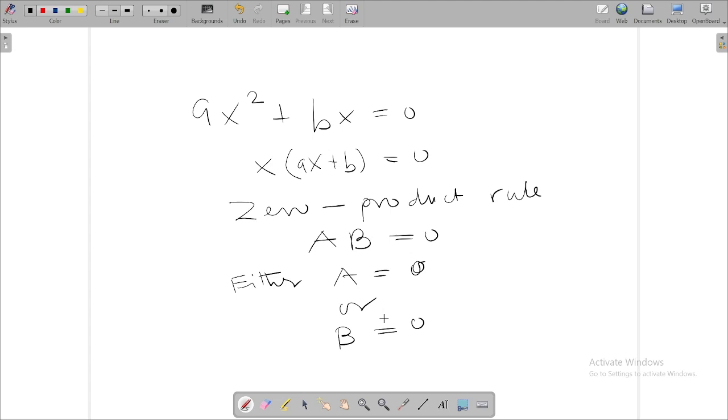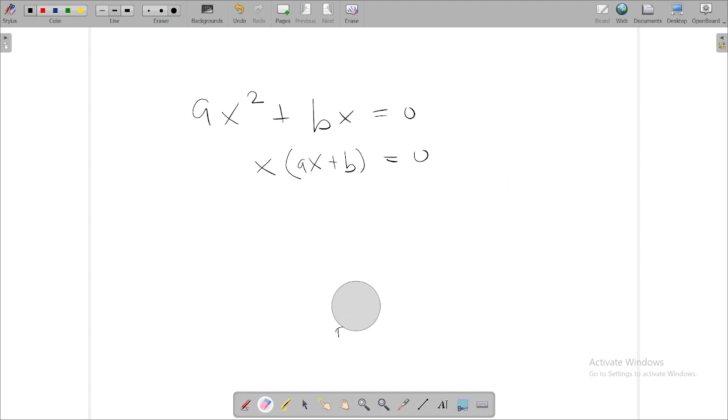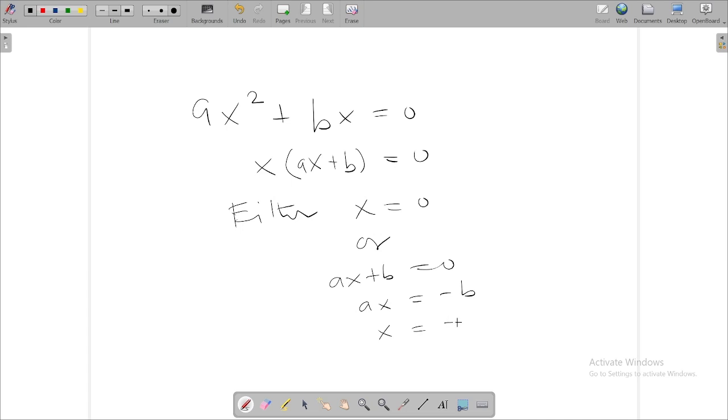So using this approach, let me clean this. Using the zero product rule, it means that we'll have either our x is equal to 0 or our ax plus b is equal to 0, which means that our ax is equal to minus b, because we subtract b from both sides. Then our x will be equal to minus b over a. So finally, our x will be either equal to 0 or x is equal to minus b over a.